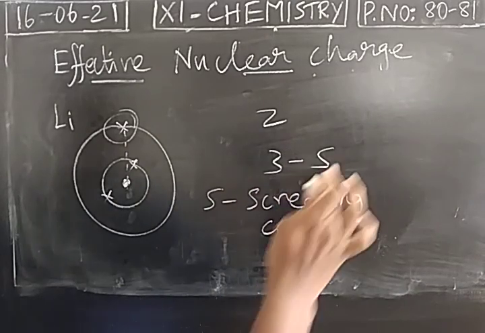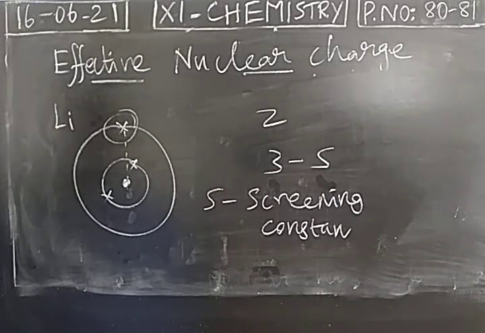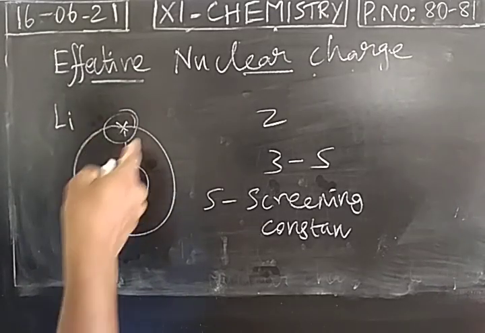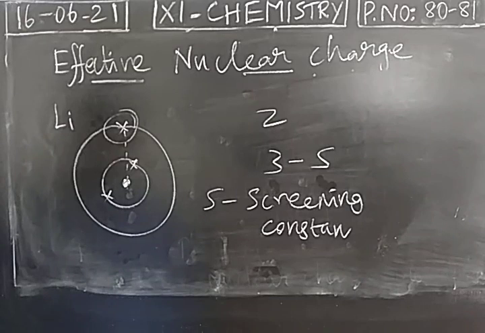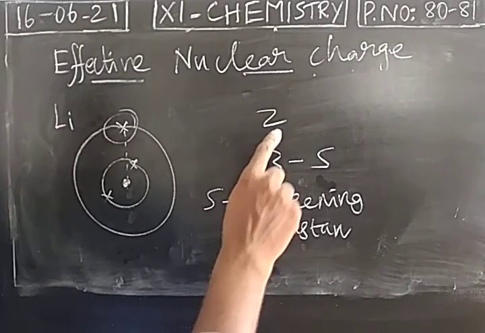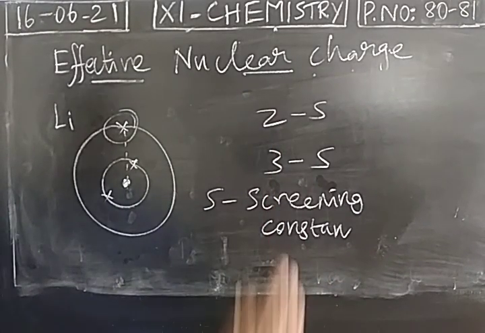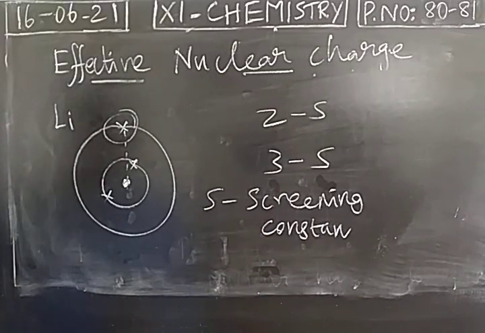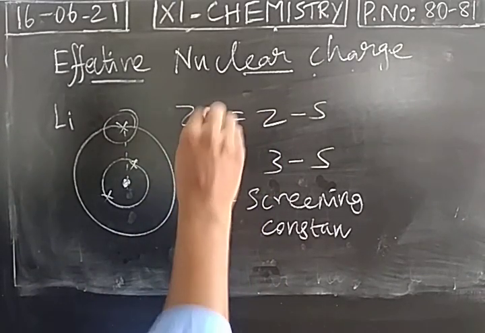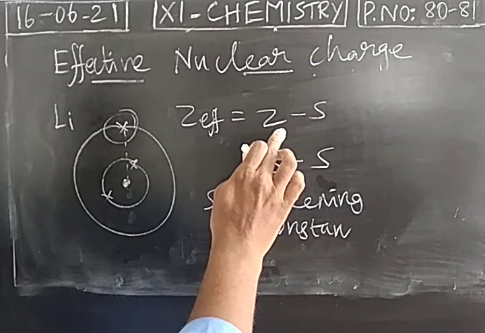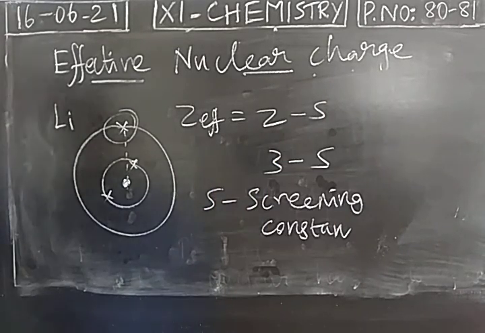From the nuclear charge, when we remove the shielding part, we get effective nuclear charge. Effective nuclear charge is defined as the net nuclear charge experienced by the valence electron. So what is the formula? From the nuclear charge, we subtract the screening constant. That means we omit shielding effect from the nuclear charge. The formula: effective nuclear charge is equal to nuclear charge, that means atomic number, minus screening constant.